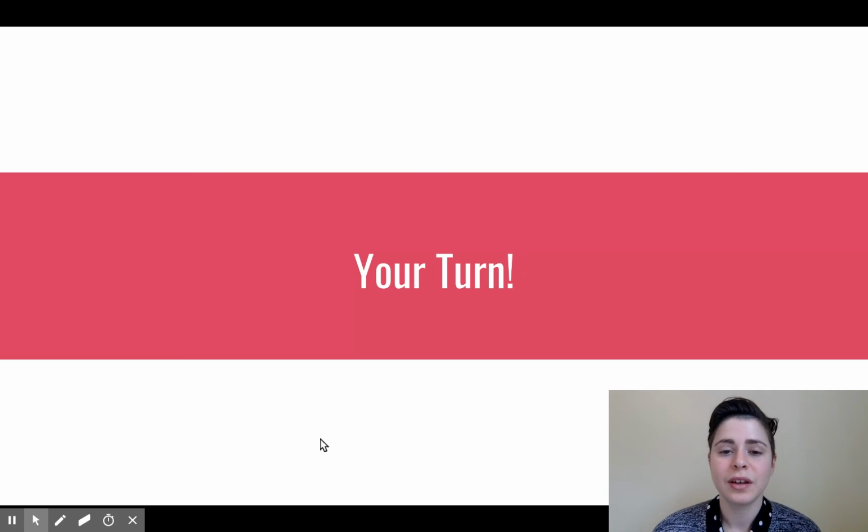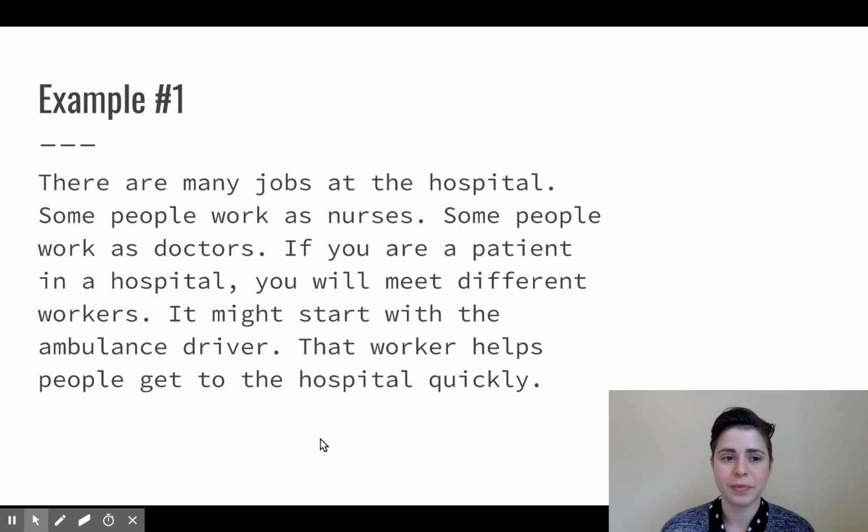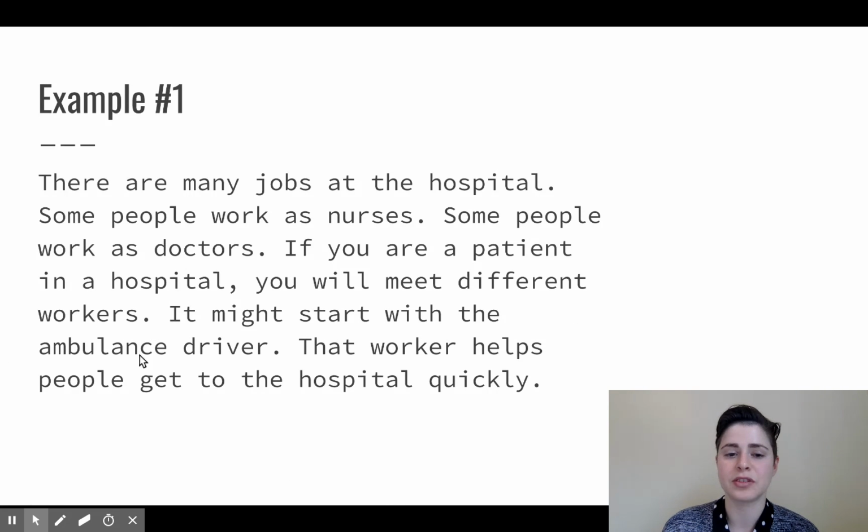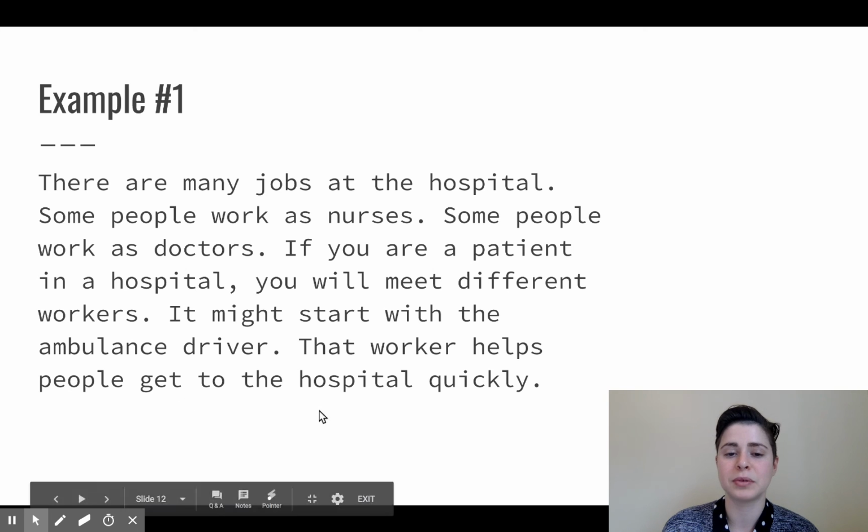So you're going to take a look at some examples and find the main ideas and key details. Example number 1. There are many jobs at the hospital. Some people work as nurses. Some people work as doctors. If you are a patient in a hospital, you will meet many different workers. It might start with the ambulance driver. That worker helps get people to the hospital quickly.